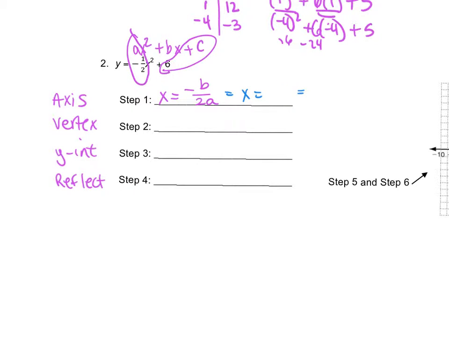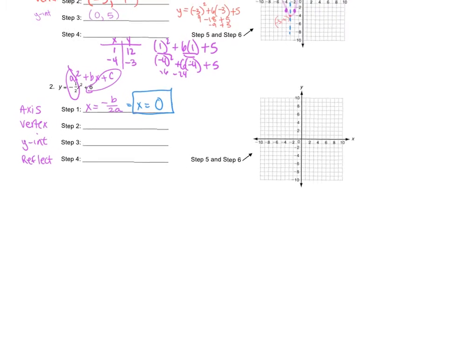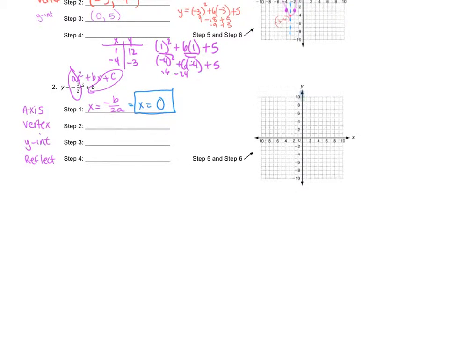So, no, it's not no solution. x equals 0 is my axis of symmetry. Remember, zeros are numbers too. What this is telling you is that your vertical line is going to be going through 0. That's my axis of symmetry. x equals 0 is actually the equation of the y-axis, because it's the y-axis that goes through 0 on the x. Now that I have that, I go to the vertex.